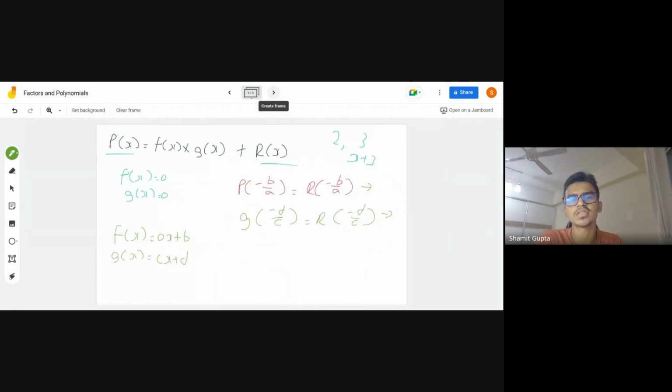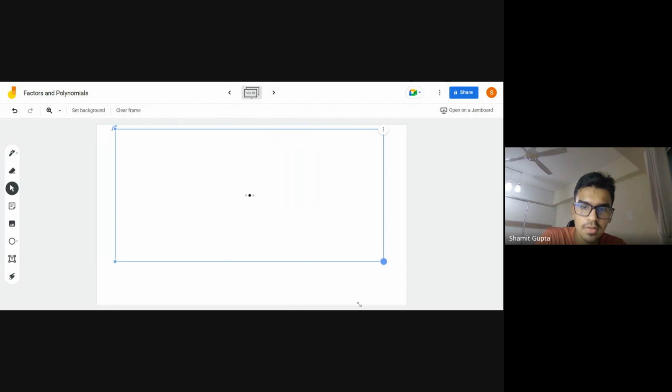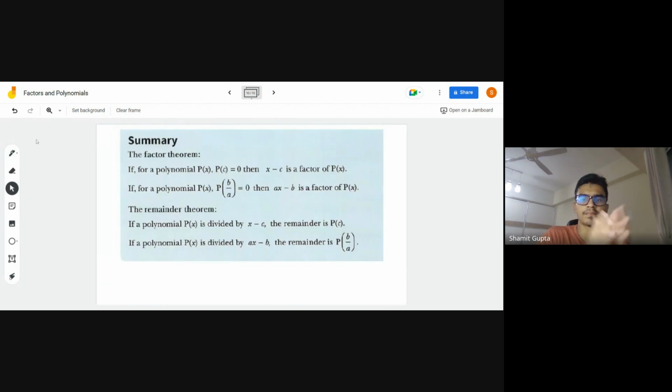Okay. So that was all for factor theorem and remainder theorem. Just one summary which I wanted to show you guys. I've taken this from my textbook. You might use a different textbook. That's not a problem. Then this is the summary for you.